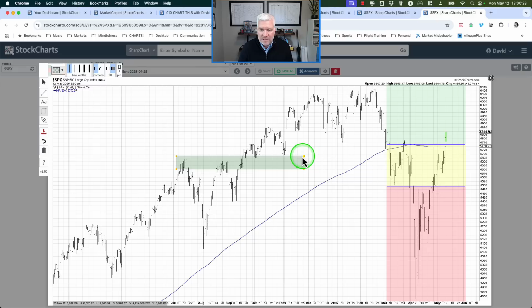So I love this as a way of identifying, instead of a support or resistance level where a horizontal line can be really helpful, a support or resistance zone or range, which I think is a really good way of illustrating particular levels or areas which you think are important.